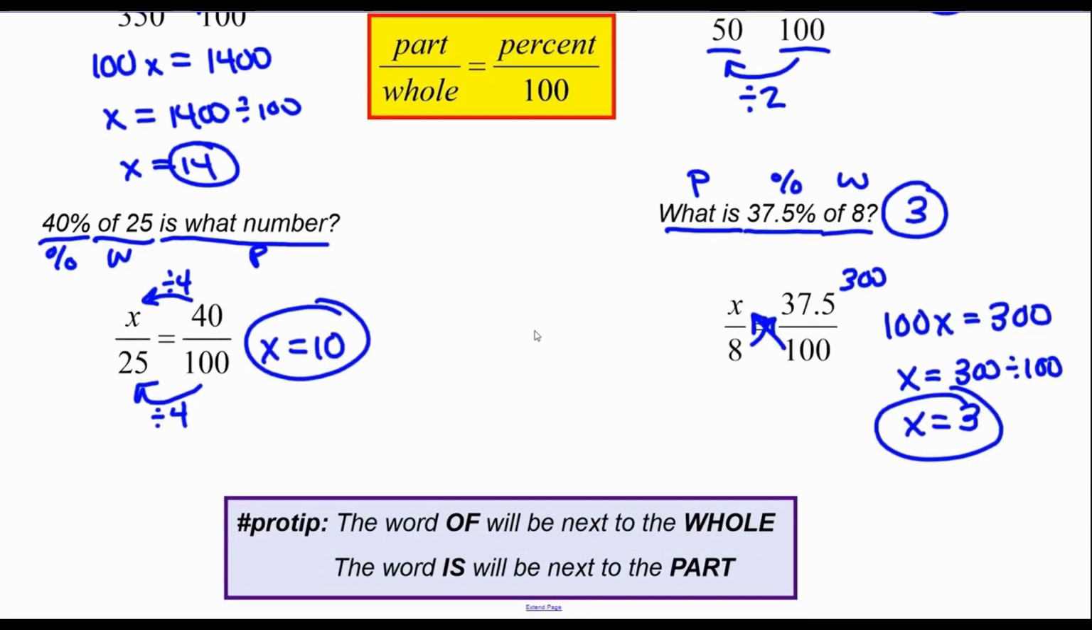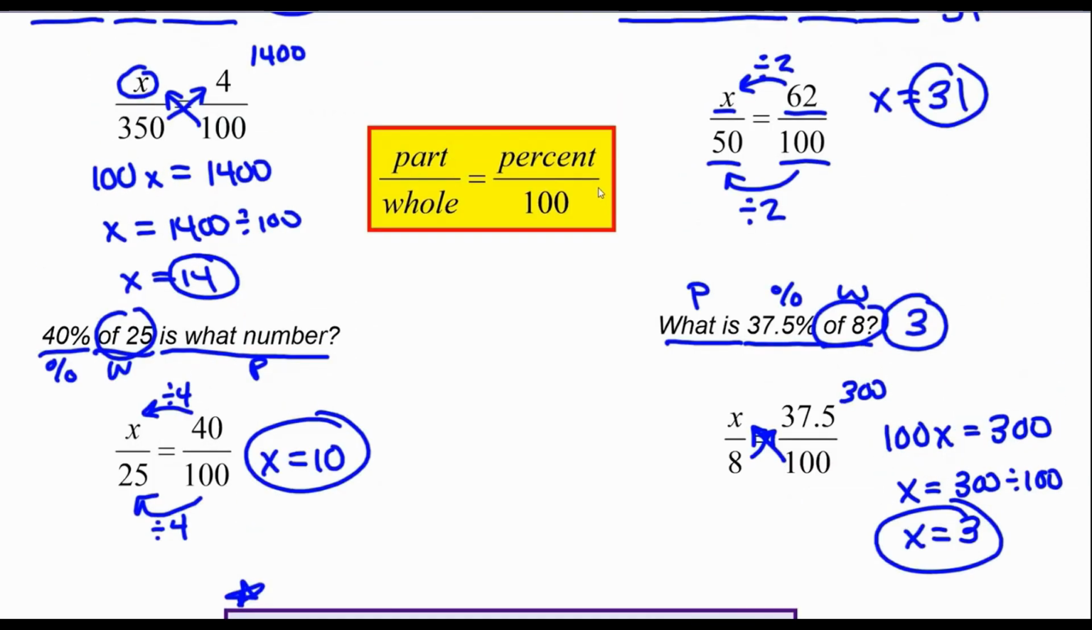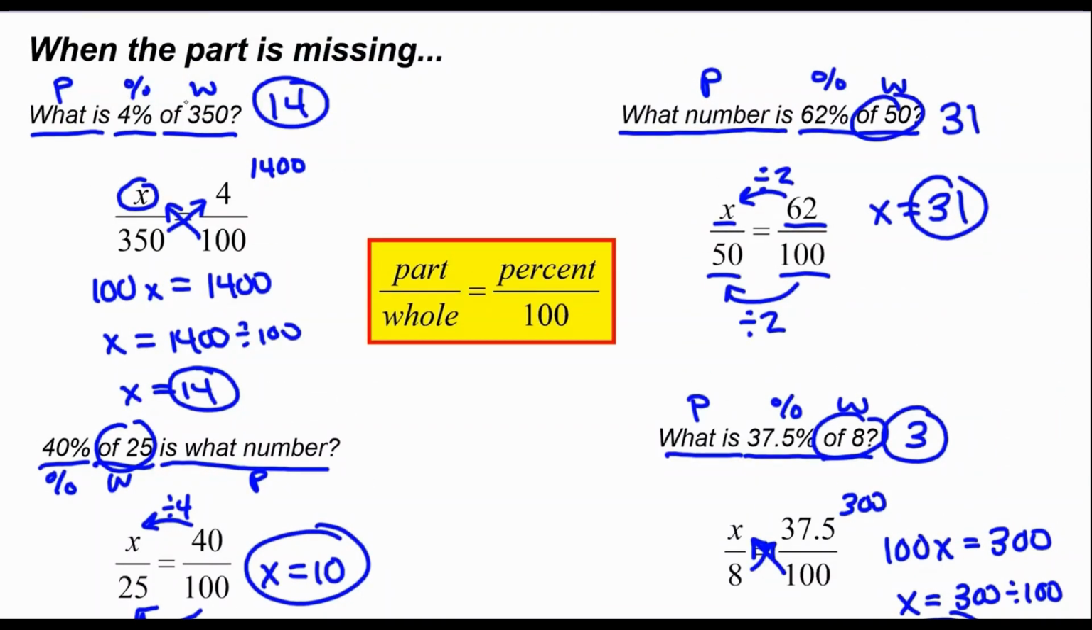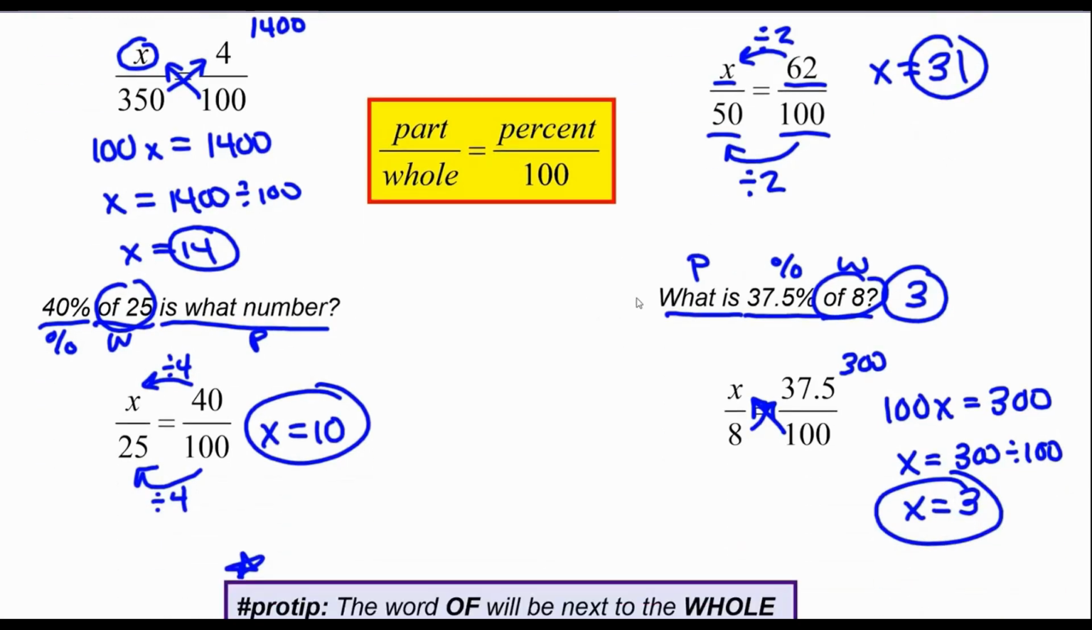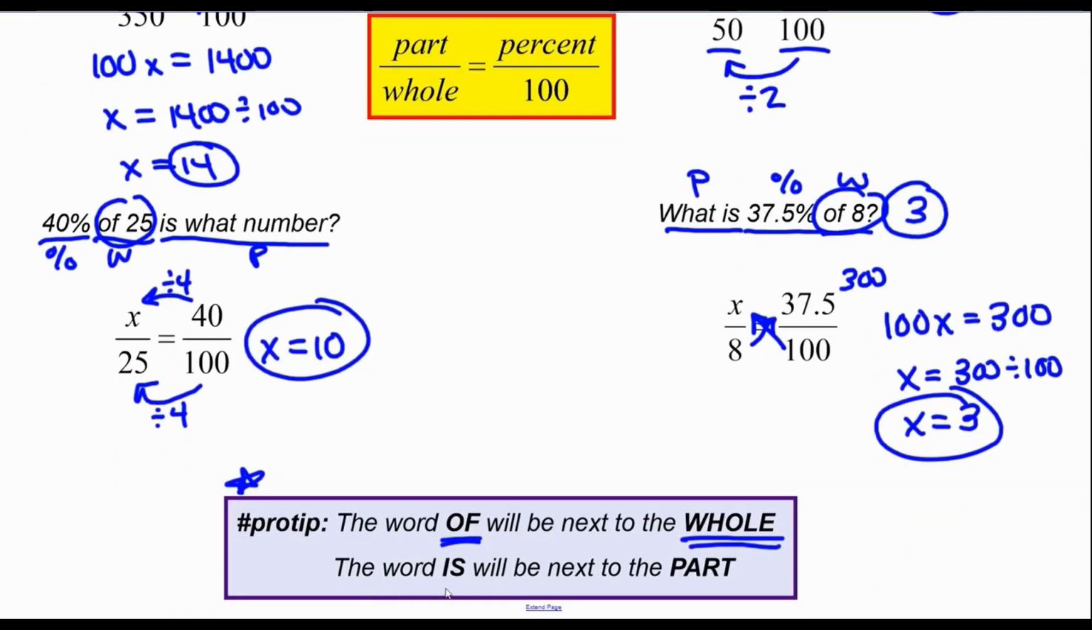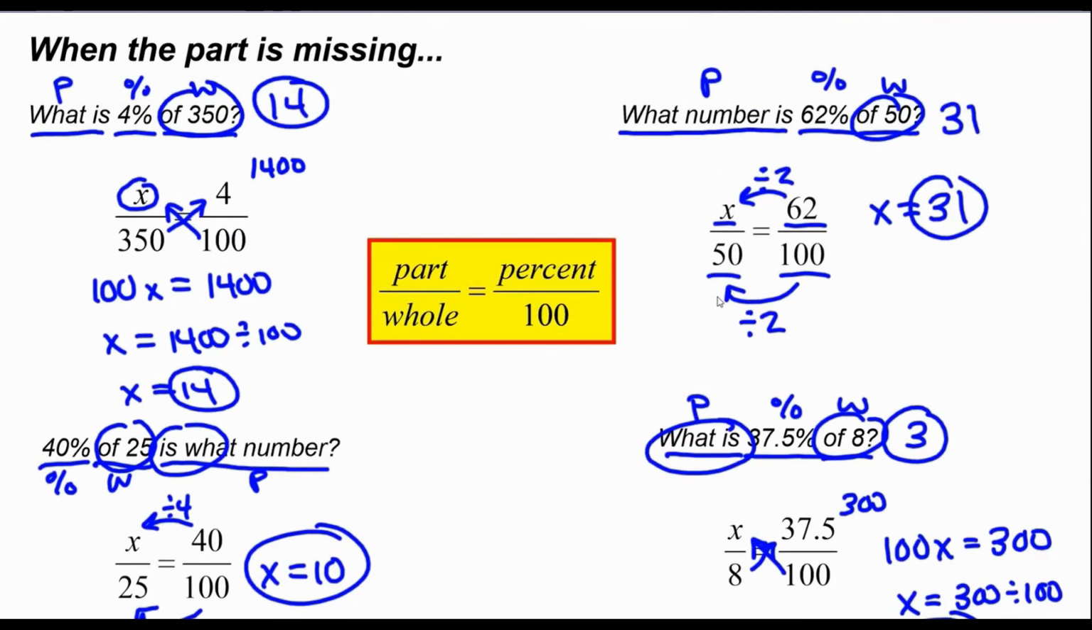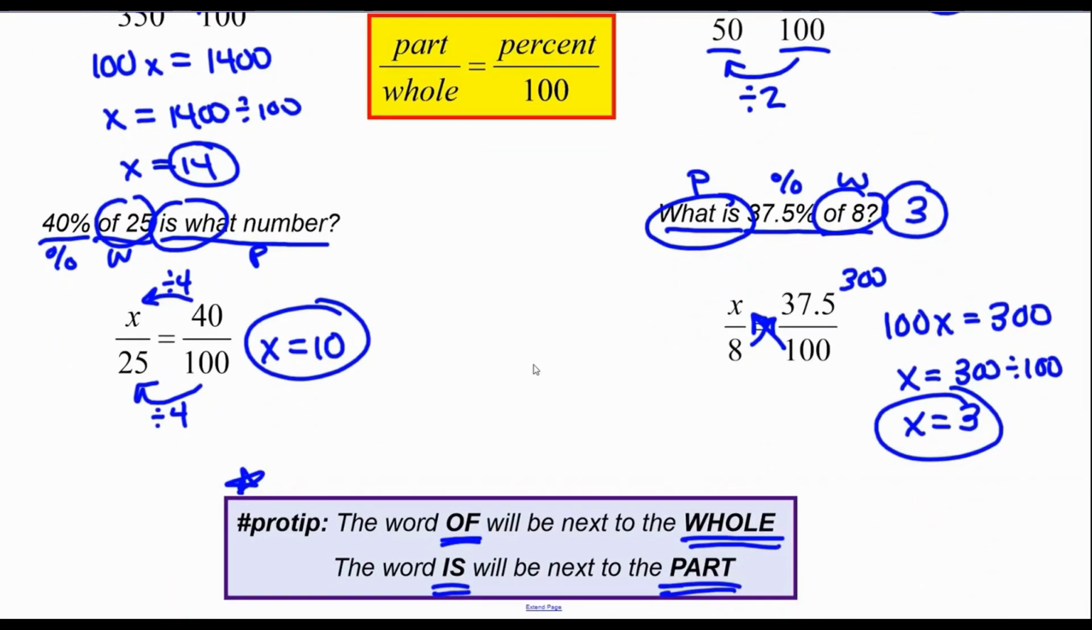So here I have a pro tip. When you're interpreting these word problems, the word "of" will typically be next to the whole. Of 8, of 25, of 50, of 350, out of. That typically tells you what the whole is. And then the word "is" will usually be next to the part. What is what. What number is, what is. So those are some good context clues to help you identify the difference between the part and the whole. Of course, the percent is always easy to identify because it's the number that has the percent symbol after it.